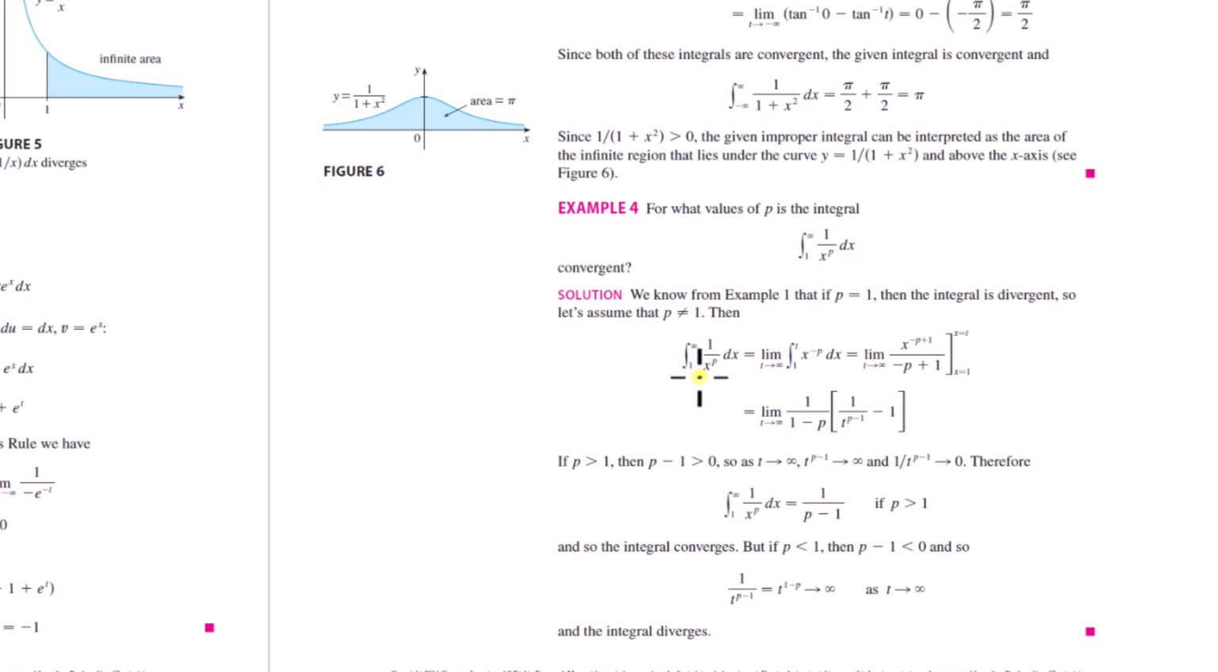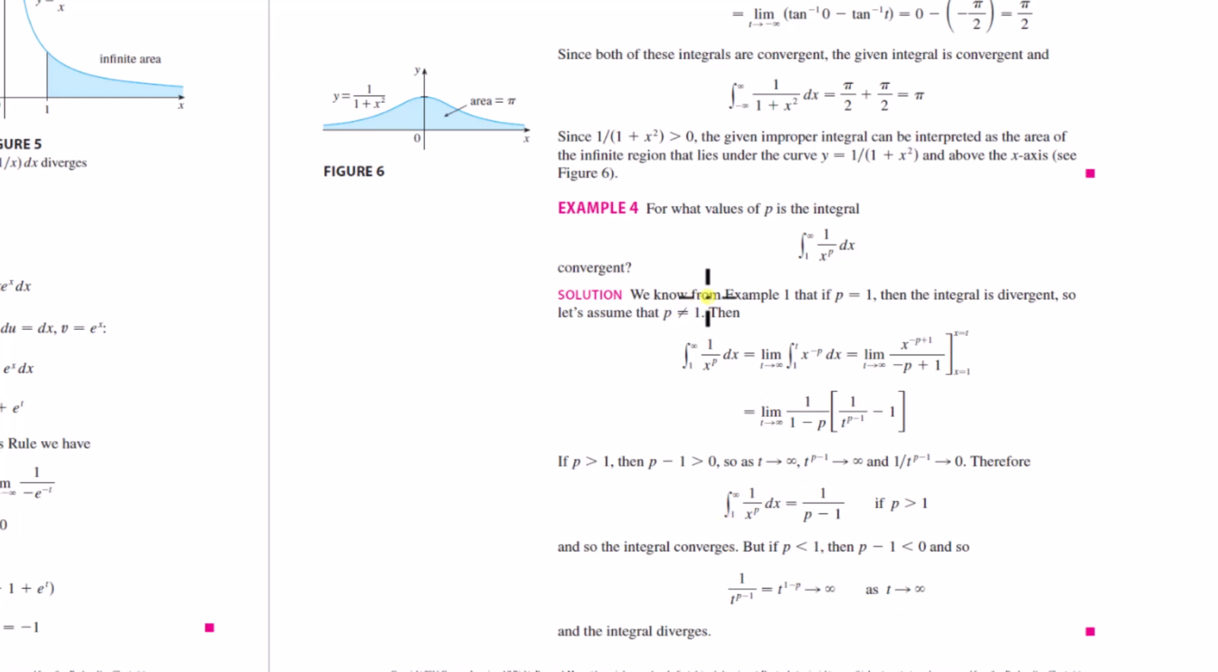If p is a constant, then you take the limit as t approaches infinity of the integral from 1 to t of this. You do the integral: x to the minus p plus 1 over minus p plus 1, taken from 1 to t. You get this function of t. Now take the limit as t goes to infinity. Analyzing this, you can see if p is greater than 1, then the integral converges to the value 1 over p minus 1. If p is less than 1, then the limit goes to infinity, so the integral diverges.